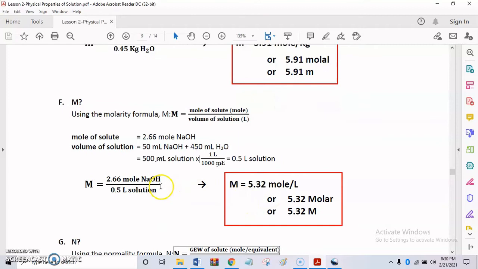So, the molarity is 2.66 moles sodium hydroxide over 0.5 liter of solution. So, equals 5.32 mole per liter or 5.32 molar or 5.32 M, big letter M.